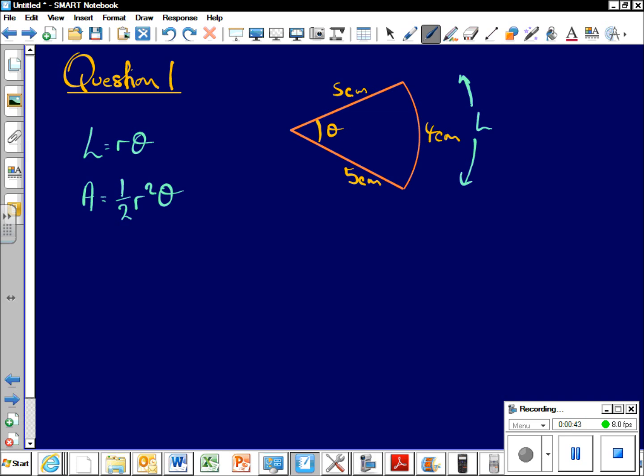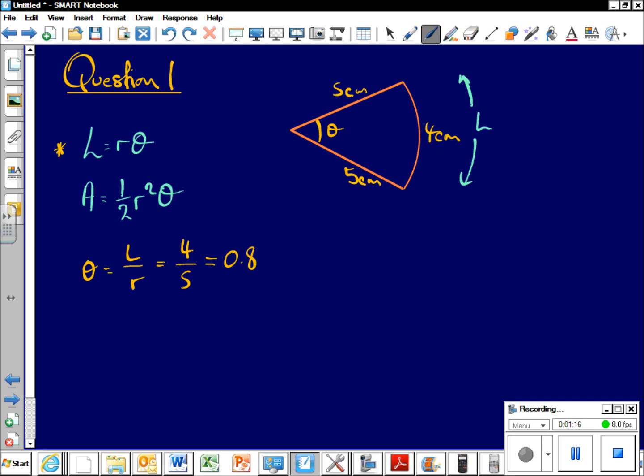So if I want to know what theta is, I've got r and I've got L. So theta, from this first one here, should be L divided by r, and the length is 4. And the r is 5. So theta should be 4 divided by 5, which is 0.8, isn't it? Do you agree with that? Is that right? Yeah, cool.